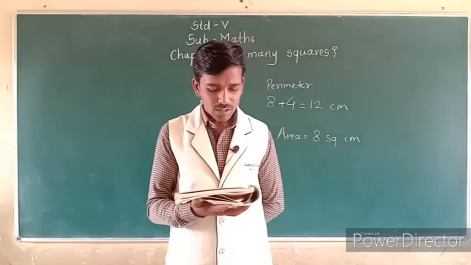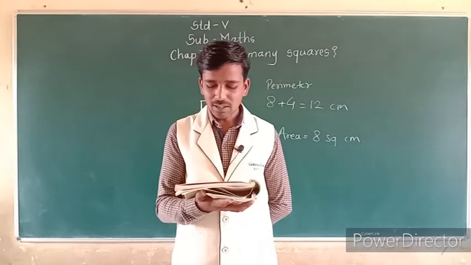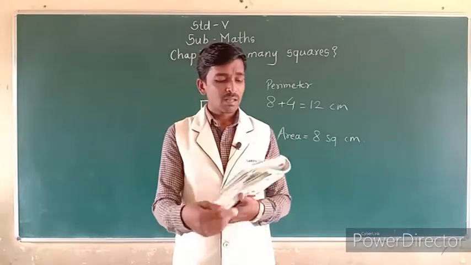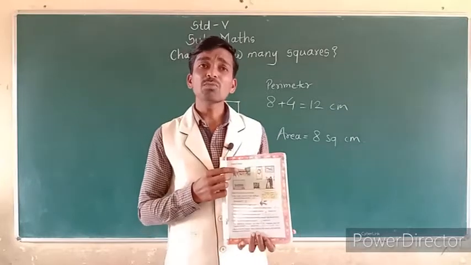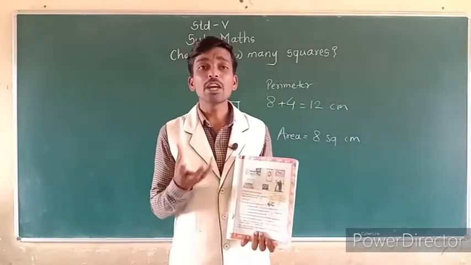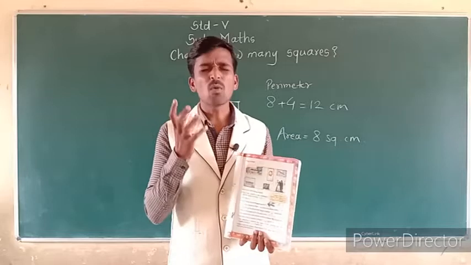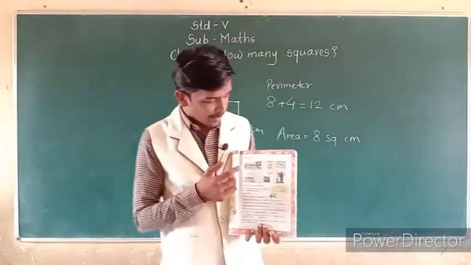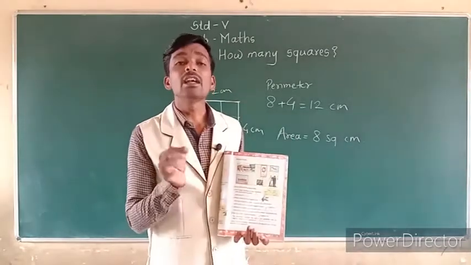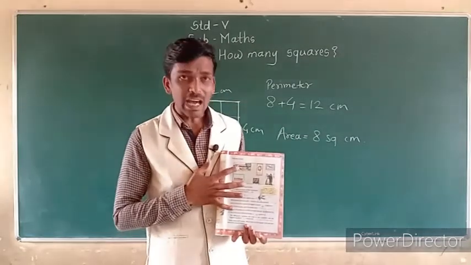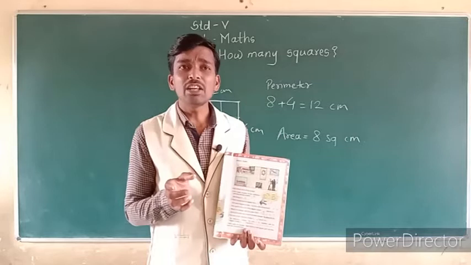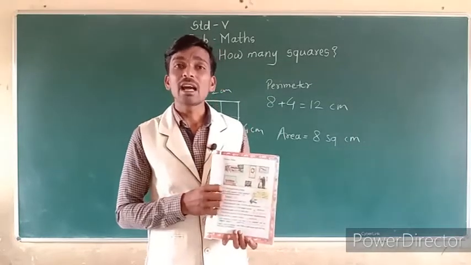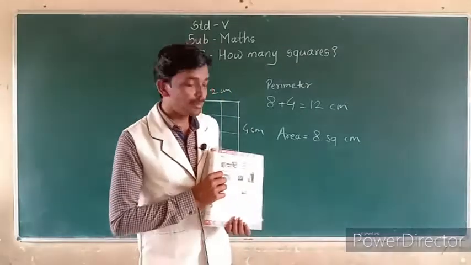Next question. How many squares of side 1 centimeter does this stamp cover? Means in that stamp A, how many small squares are there? What is the area of that stamp? How to find this area? How many squares are there? 18 squares are there. So what is the area? Area is 18 square centimeter.